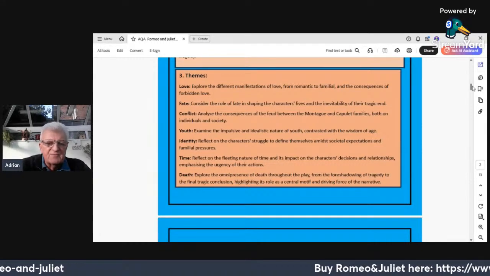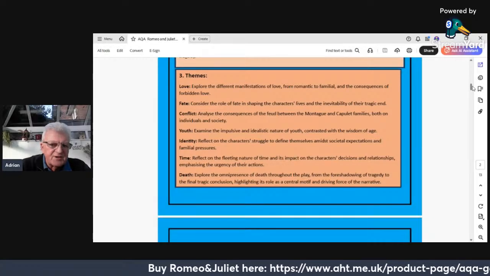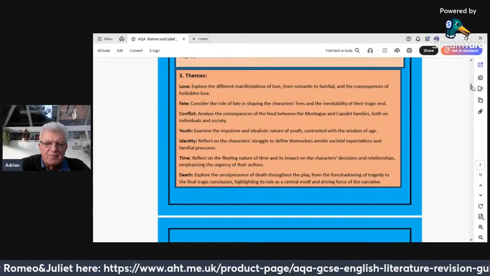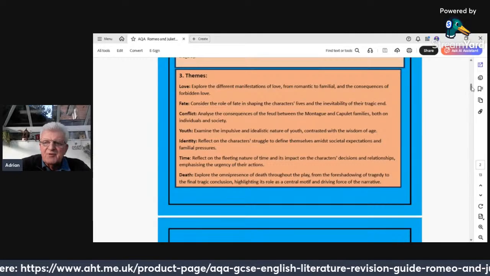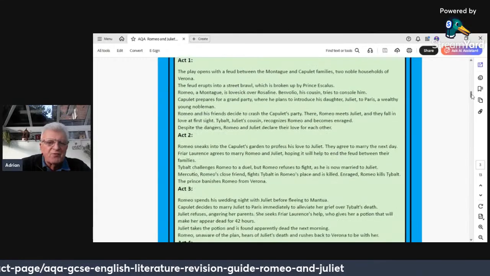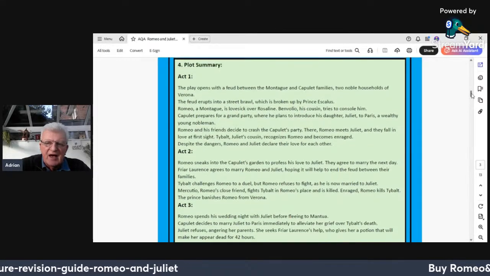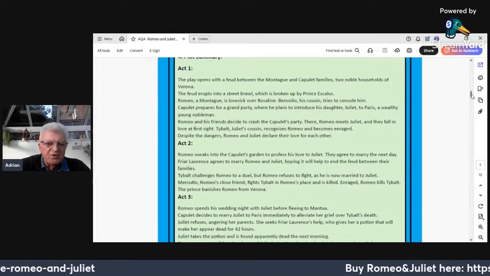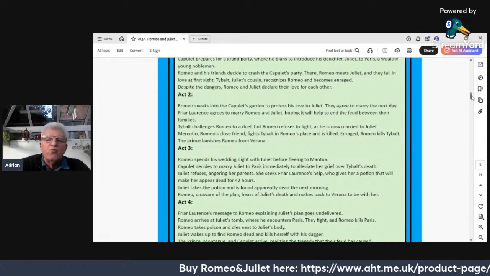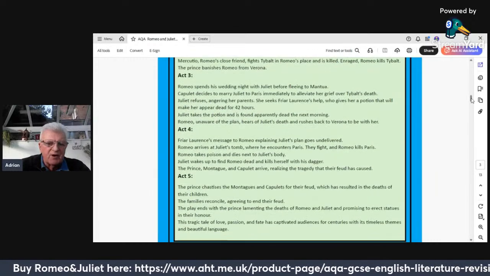So you've got the themes, and there's several of them. The four biggest themes really are love, fate, time, and death. But the other ones are so important as well. Then what happens after that? I do a quick plot summary through each act. So you can read this and go through it, and it will help you to understand what was happening, the sequence of events and how it all came to end the way it did.